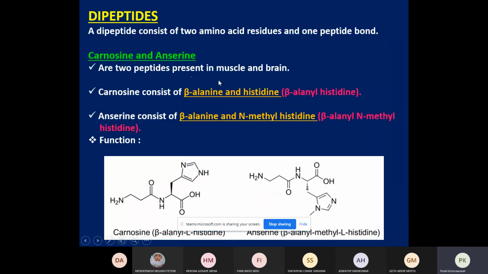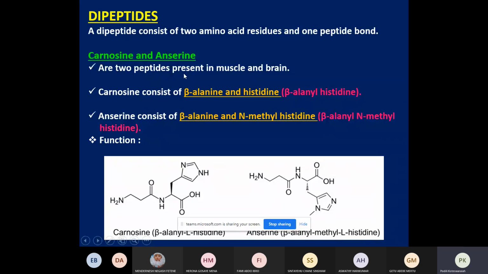Now there are different types of peptides. If two amino acids are present in a peptide, it is known as a dipeptide. If it is three, tripeptide, four, tetrapeptide, and so on. We have two important dipeptides present in the muscle and the brain. One is carnosine, the second one is anserine.